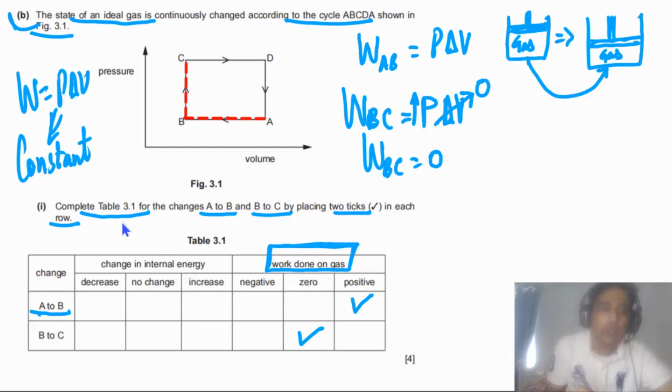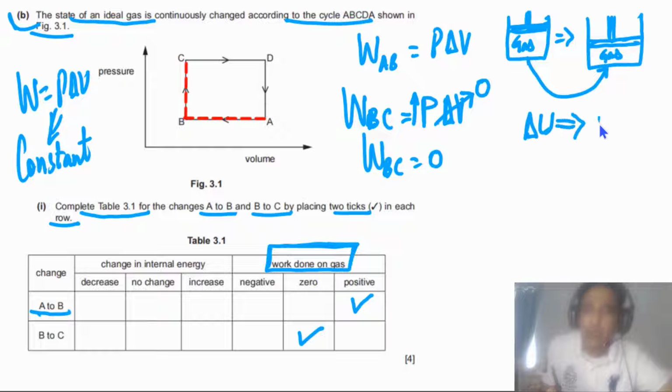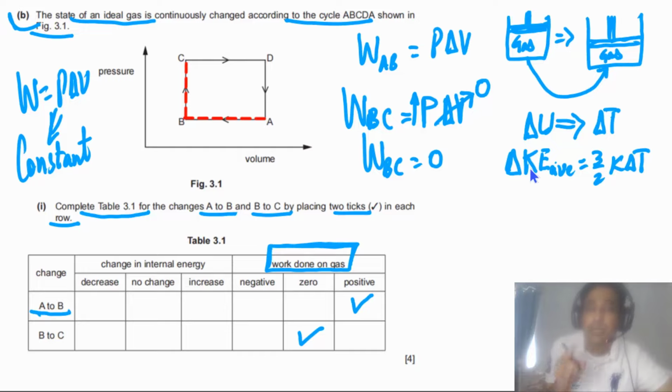Now we need to talk about internal energy from A to B. How is internal energy changing from A to B? We need to understand that delta U depends on delta T. Delta U and delta T are directly proportional, because we have already discussed that the change in average kinetic energy is equal to 3/2 k times delta T. And this is for ideal gases.